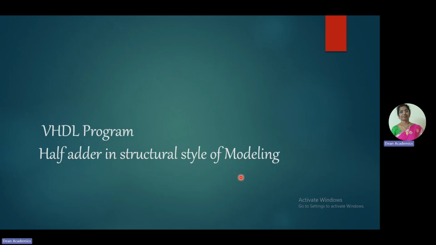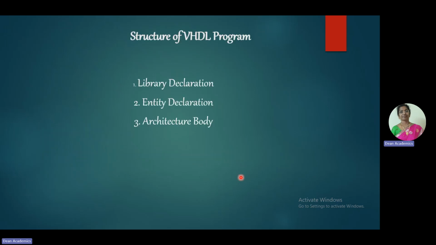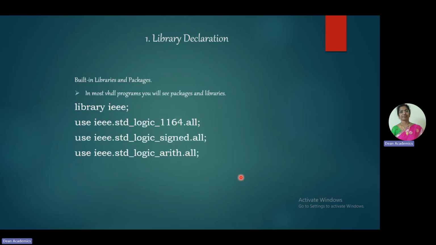Now we are going to learn about half-adder in structural style of modeling using VHDL, right? This is the VHDL program for half-adder in structural style of modeling. And we know the structure of any VHDL program contains three parts: library declaration, entity declaration, and architecture body.